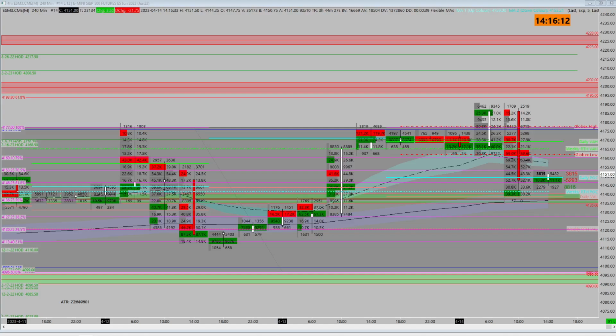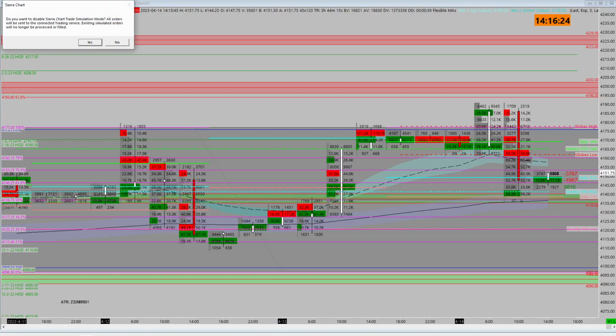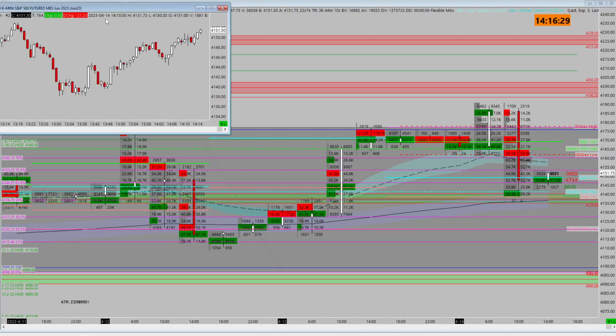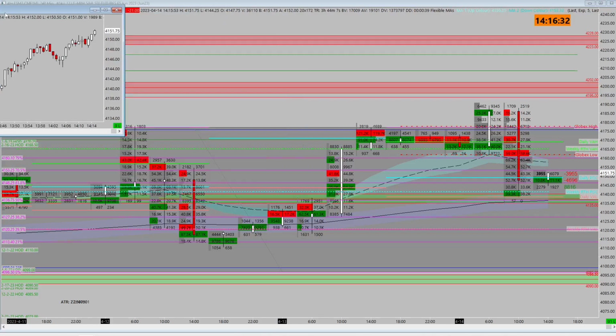Without further ado, executions, right? I'm just trying to think if I missed anything. Oh, I have to turn off this. So here are my executions. I have to turn off sim. When I'm done trading, I usually lock my charts and flip to sim to make sure that I don't accidentally enter something. Let me just pull up my charts.